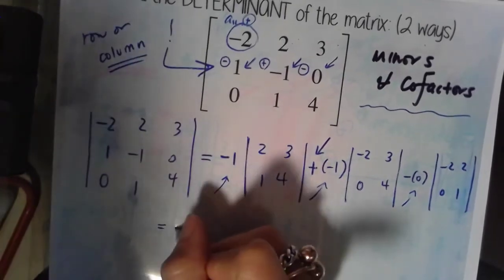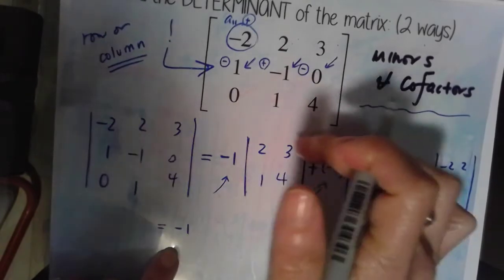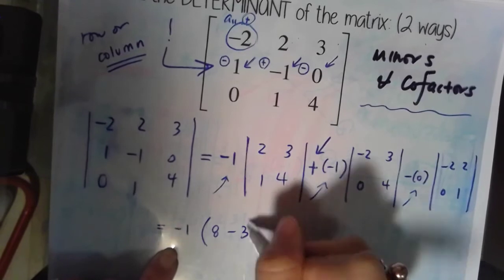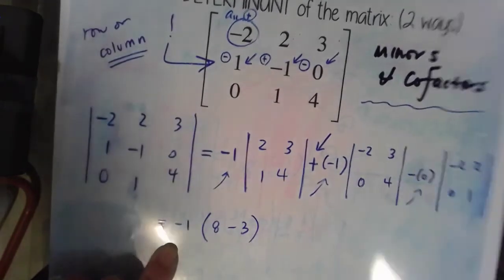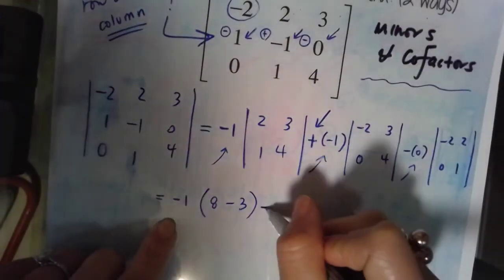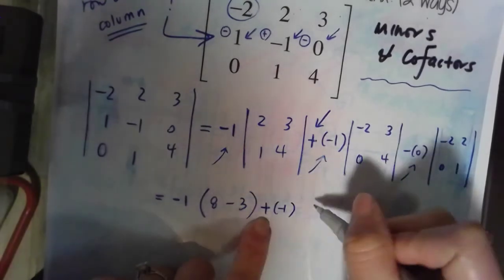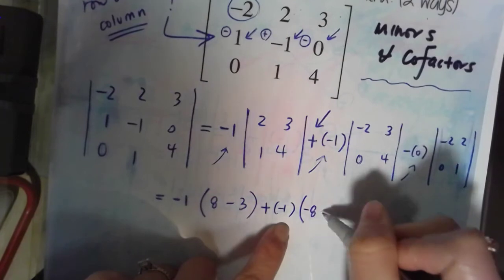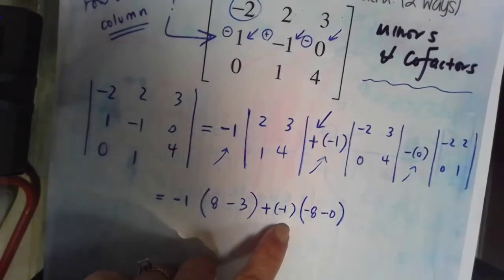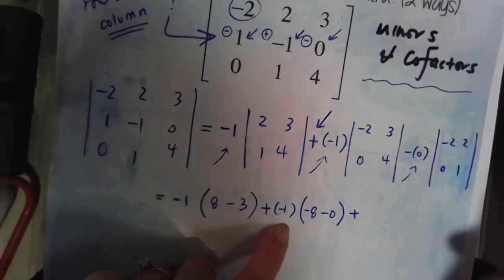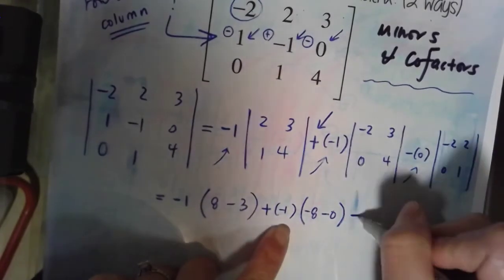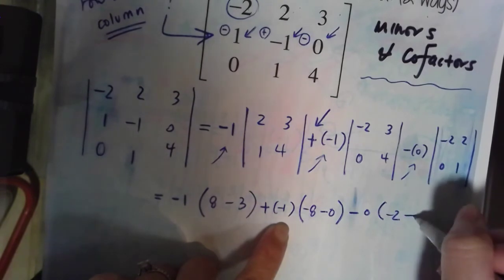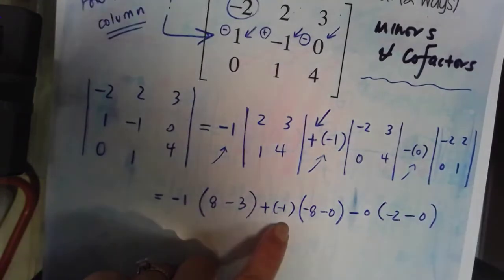Now what I do, I take the negative 1, and I calculate the determinant of this guy. What is that guy going to be? 8 minus 3, because that's how you calculate the determinant of a 2 by 2 matrix, right? Plus negative 1 for now, okay? What's the determinant of this guy? It's negative 8 minus 0. How about here? I'll just keep it as a negative here. Minus 0 times negative 2 minus a 0, right?